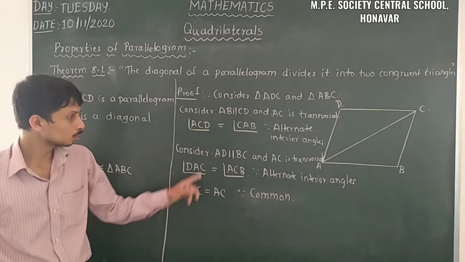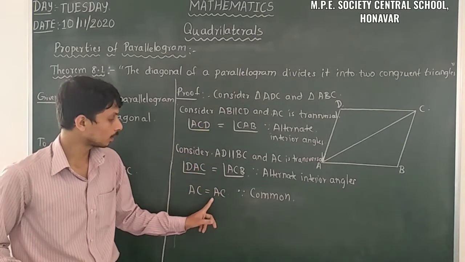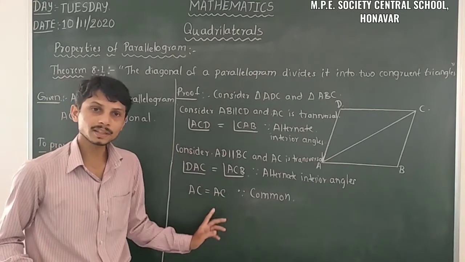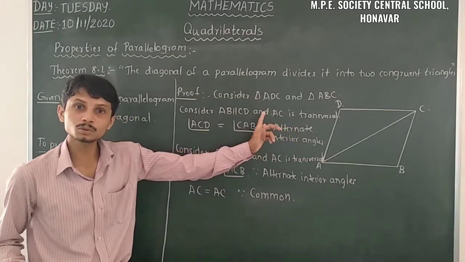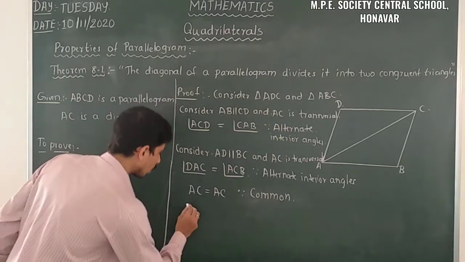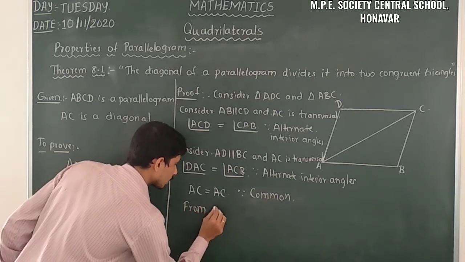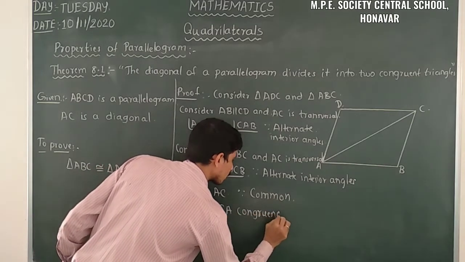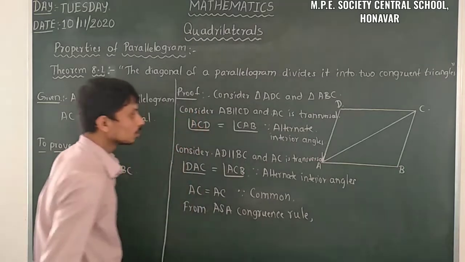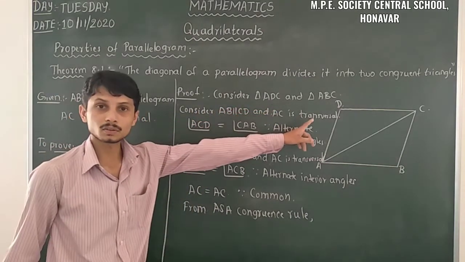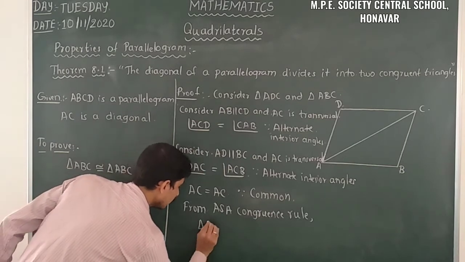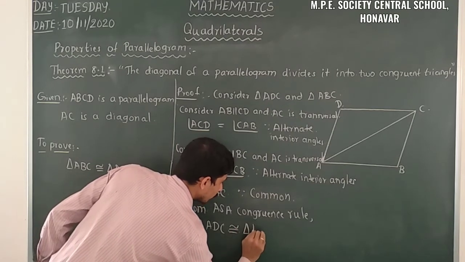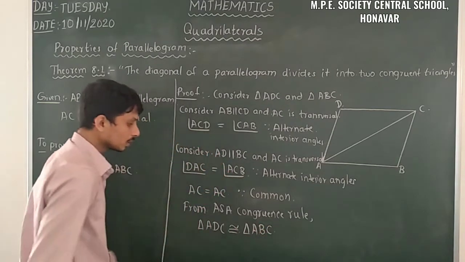Here, just observe, there are two angles and one side that are equal. So you can take the ASA congruence rule. From the ASA congruence rule, those two triangles are congruent. So we can consider triangle ADC is congruent to triangle ABC.